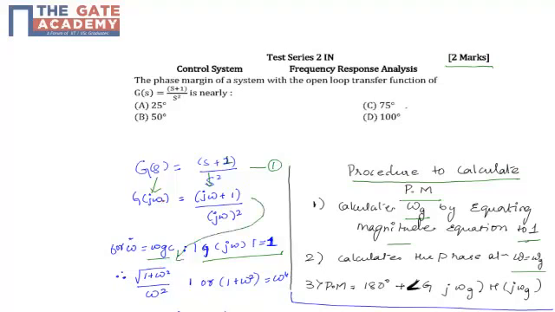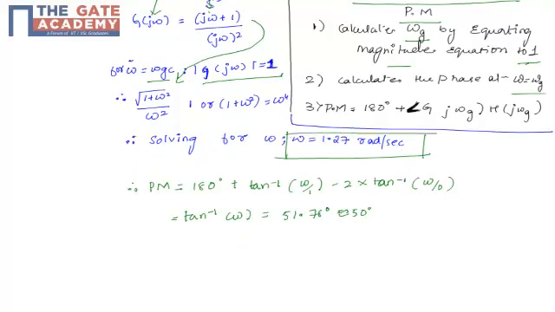For the magnitude of G(j omega), substituting j² as -1, we obtain root of (1 + omega²) by omega², which is equal to 1, because we have to equate the magnitude equation to 1. After simplifying and solving for omega, we obtain omega as 1.27 radians per second. Next, we have to calculate the phase margin using this formula.